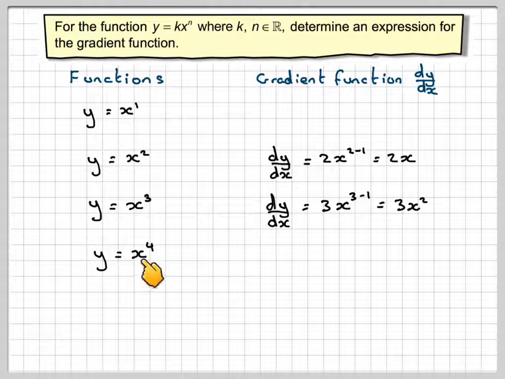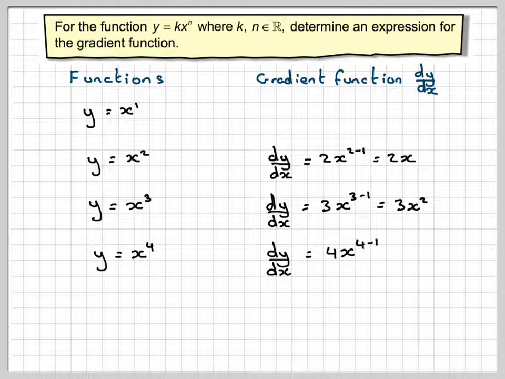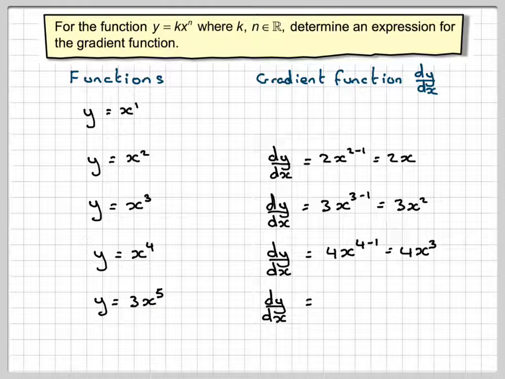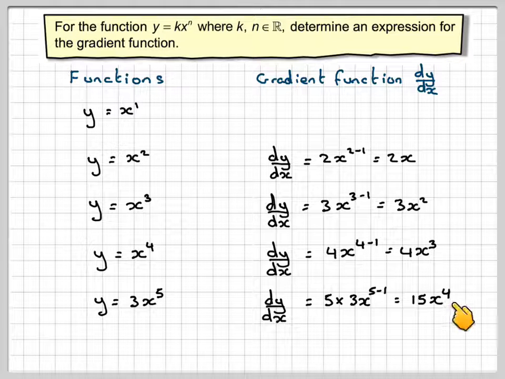If we did something like y is equal to x to the 4th, then we bring down the 4, write down x, and then reduce the power by 1, which gives you 4x cubed. Now what happens if you had something like 3x to the power of 5? Well, you do the same process. dy by dx will be equal to, you bring the 5 down, but instead now you write down 3x, but you reduce the power of the x by 1. And then that becomes 5 times 3, which is 15, x to the 5 minus 1, which is 4.